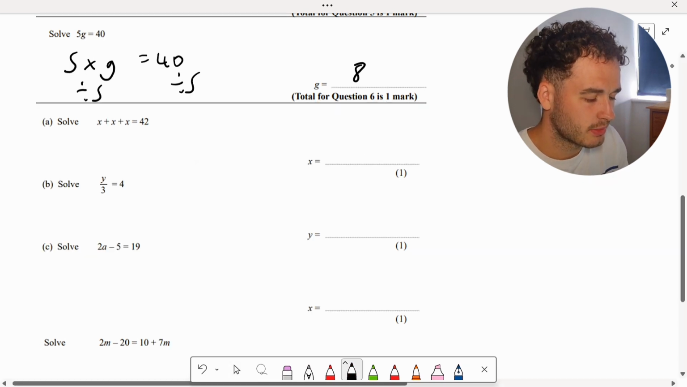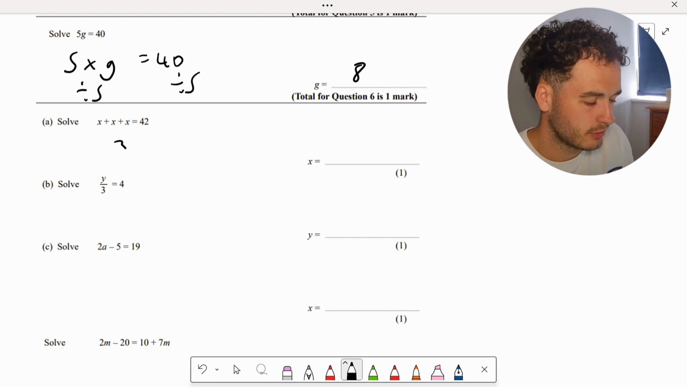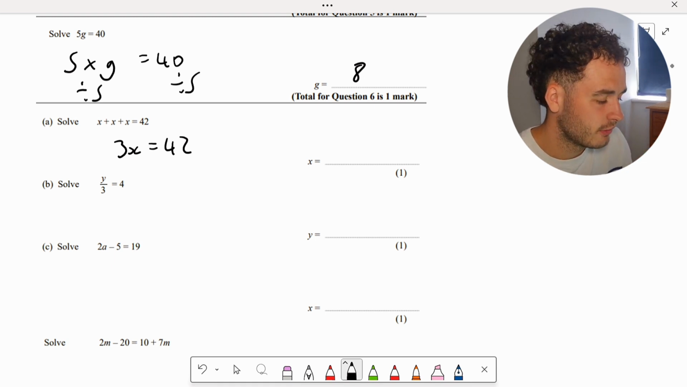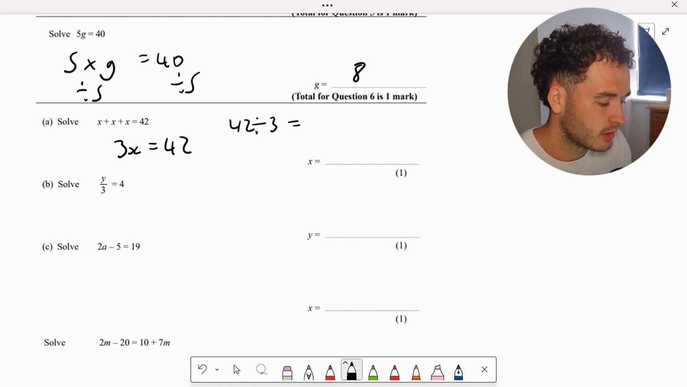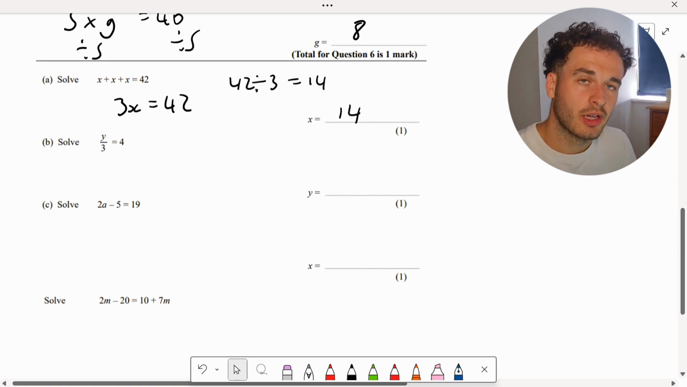Okay, x plus x plus x is 42. What is x plus x plus x? Brilliant, 3x, which equals 42. So what we're going to do to both sides, divide it by 3. 42 divided by 3 is just 14. So x is 14. B, C, have a go at them too and come back to me.